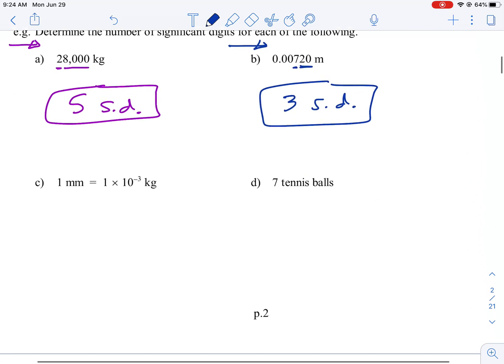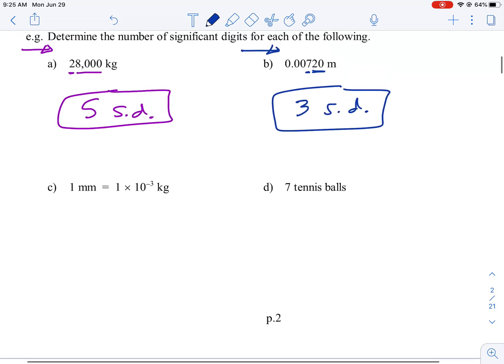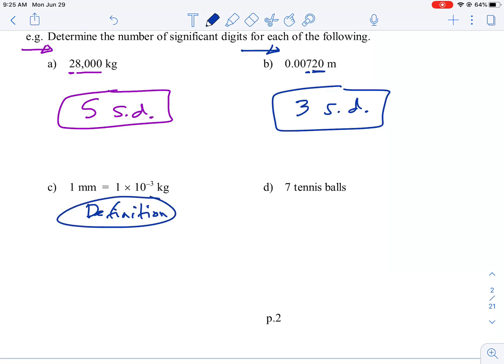But the ones that are below are kind of tricky. Like when you look at 1 millimeter as 1 times 10 to the negative 3 kilograms, you might be tempted to say it's one significant digit. But see, this is not a measurement. This is a definition. And if it's a definition, it's considered perfect, which means it has an infinite number of sig digs, or as many digits as you need.